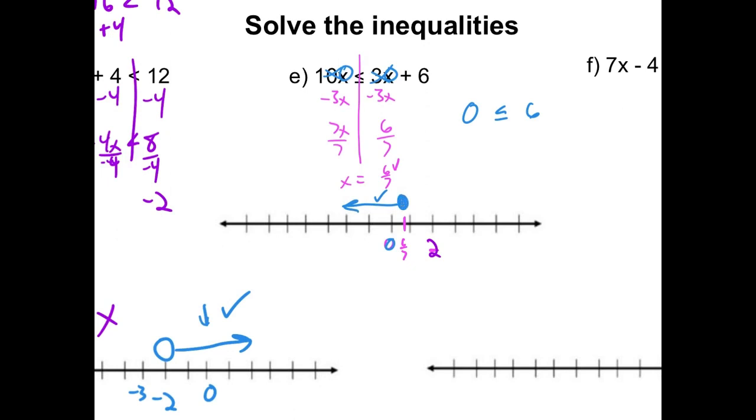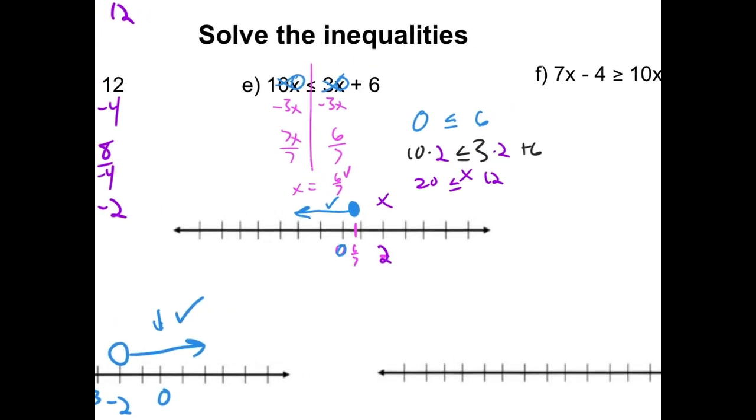But let's check the other side too. Let's check it with 2. So if I was to do that, I would have 10 times 2 should be less than 3 times 2 plus 6. So this would be 20. It's less than or equal to 6 plus 6, which is 12. So that is not true. This way does not work. It does point that direction there.